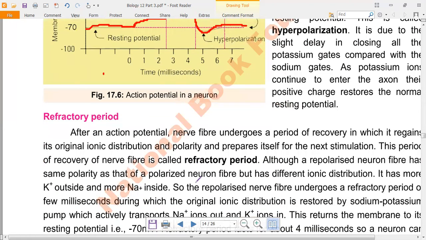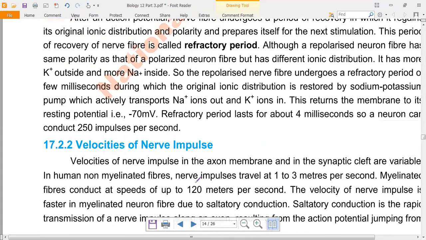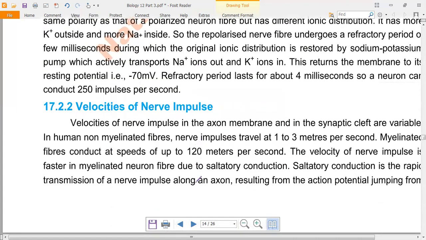Okay, how does all this happen, or how fast is the nerve impulse, how much is it? That is called velocity. So the velocity of nerve impulse in the axon membrane and synaptic cleft is variable.